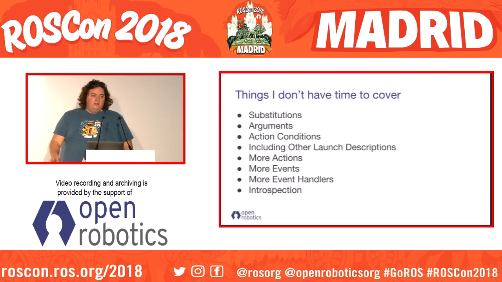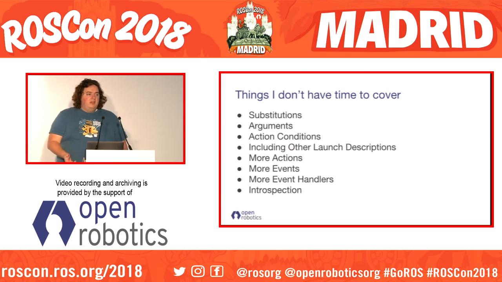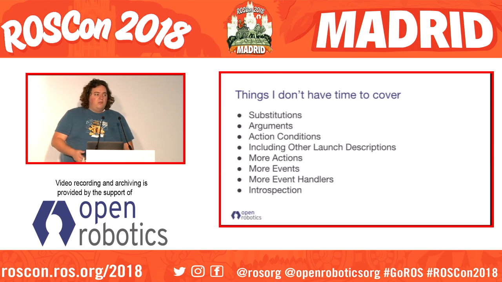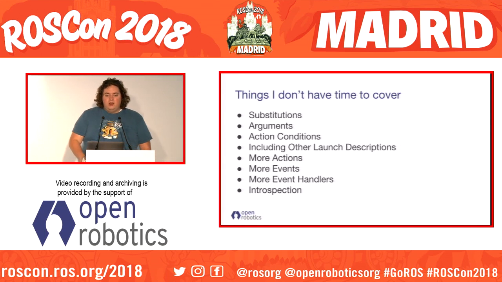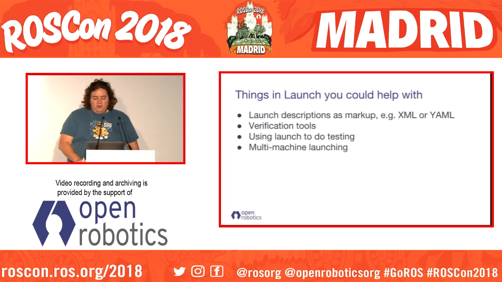There's a whole bunch of things I didn't have time to cover. There's all the things you like about ROS launch from ROS 1. There's substitutions, there's arguments. You can include other launch descriptions. You can have conditions for whether or not processes or groups of processes are executed. There's a whole bunch of new stuff with introspection. Again, I have some links at the end if you want to look at those to get up to speed on those. There are also a lot of things missing.